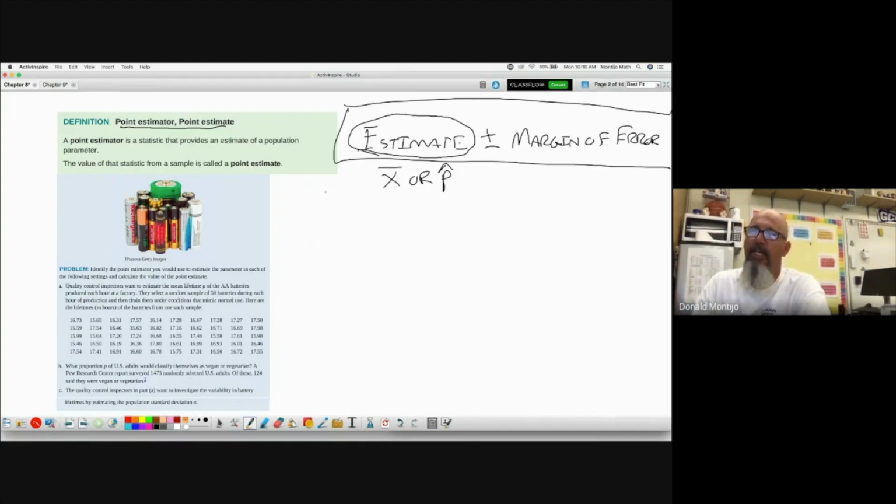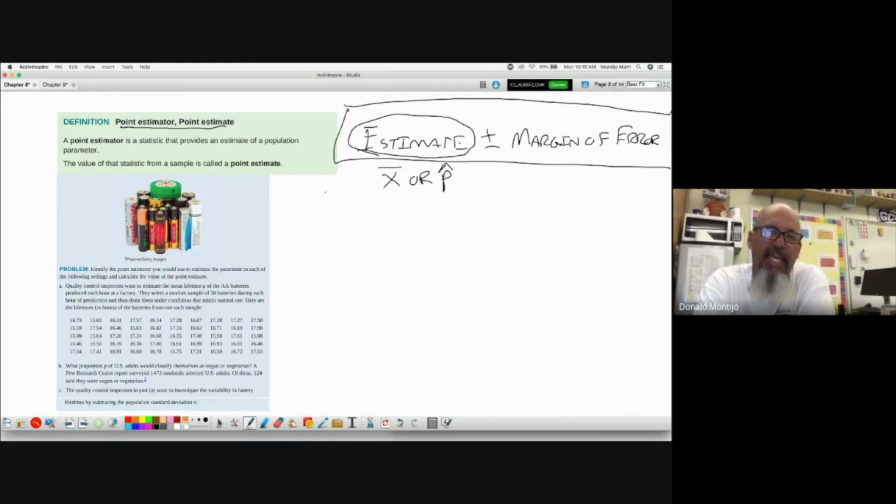Okay, let's look at an example here real quick. Identify the point estimator you use to estimate the parameter in each of the following settings and calculate the value of the point estimate. So the example that I was referring to a minute ago about the lifetime of batteries. So you can see here we have a quality control inspector wants to estimate the mean lifetime mu of all AA batteries produced by this factory. So they want to estimate every single battery ever produced by this factory.